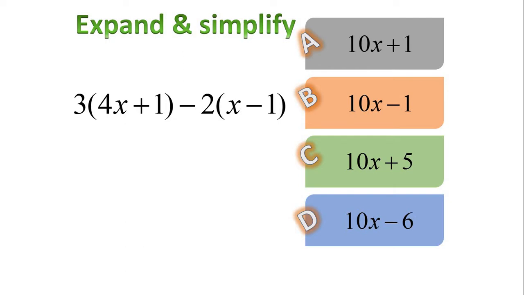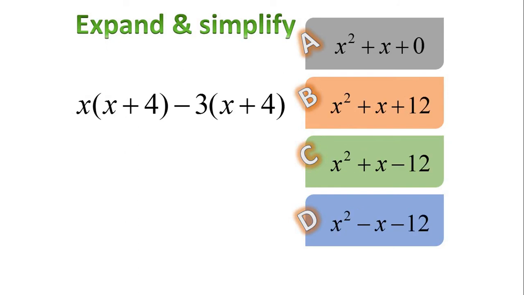Right, you should have 12x plus 3, take away 2x plus 2. Be very careful there, you've got a negative 2 multiplied by a negative 1. So when you simplify, you end up with 10x plus 5. Next one, pause the video again while you try this question. Okay, you should have x squared plus 4x, take away 3x, take away 12, and that simplifies to C, x squared plus x, take away 12.